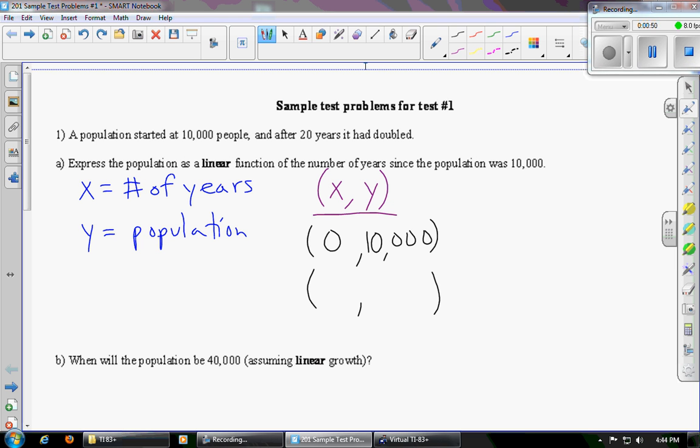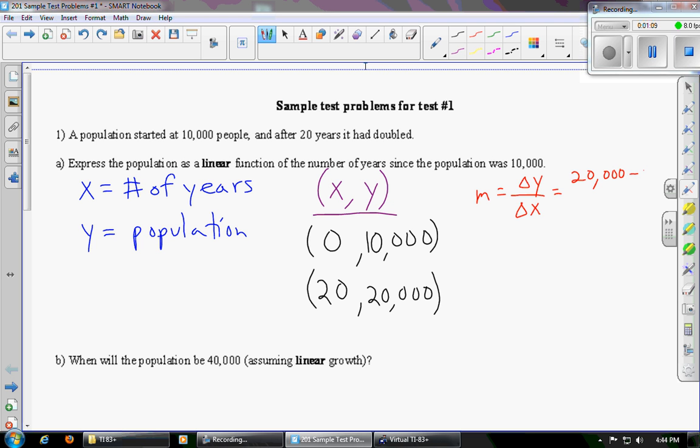It says after 20 years, so that's x, the population had doubled. So it must have gone from 10,000 to 20,000. So now what we need to do is find the equation of the line that connects those 2 points. So first thing I want is the slope. So that's a change in y over change in x.